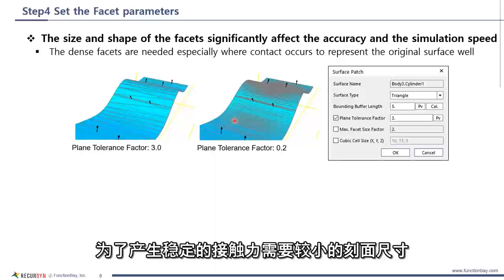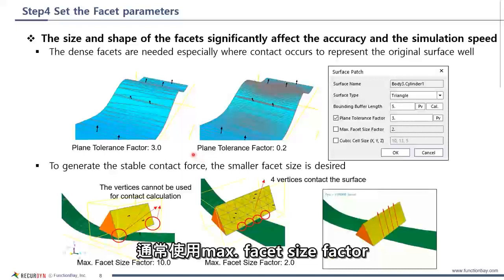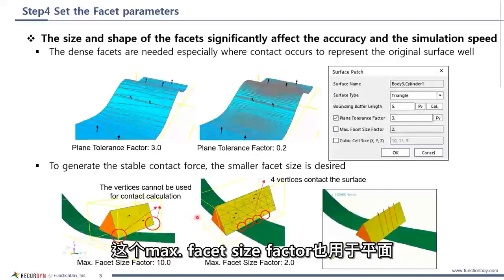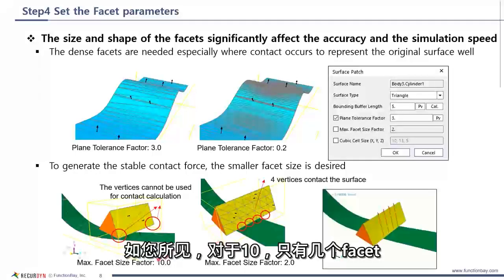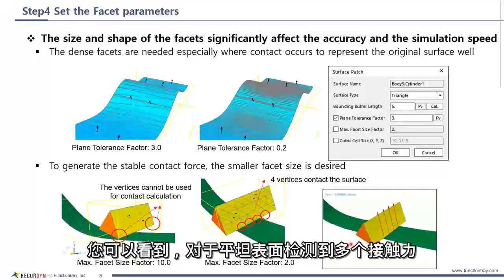To generate a stable contact force, the smaller facet size is desired. Usually, max facet size factor is used. This one. This max facet size factor is also used for a flat surface. As you can see, with 10, there are only a few facets. But if you use a smaller max facet size factor, then many facets are generated. And you can see for the flat surface, several contact forces are detected.